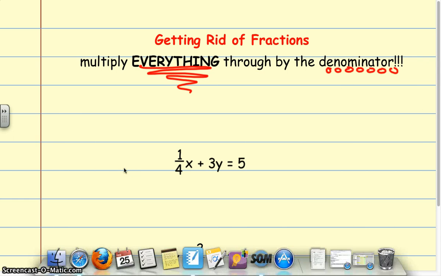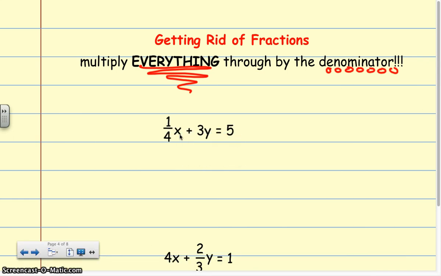1/4 x plus 3y. We're going to rewrite this with integer coefficients. That just means get rid of the fraction. Okay? So, looking here, I have 1/4. I want to get rid of the 4. How do I get rid of the 4, class? Multiply by the denominator. Multiply by the 4. That cancels out, and I get 1 times x, which is just x, plus 3 times 4 is 12y is equal to 20. And that's in simplest form. Okay?